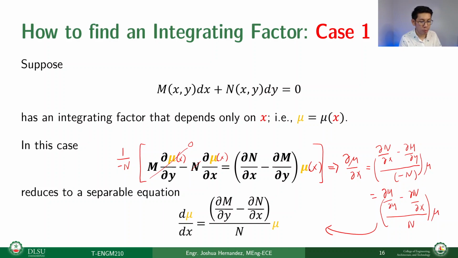Now, as you may notice, ito nga, it has been reduced to a separable equation. Why? Because this d mu over dx, this dx rather, can be multiplied to the other side. This dx here can be multiplied to the other side. And this mu here can be divided to the whole equation and be placed on the left-hand side of the equation, making it separable.